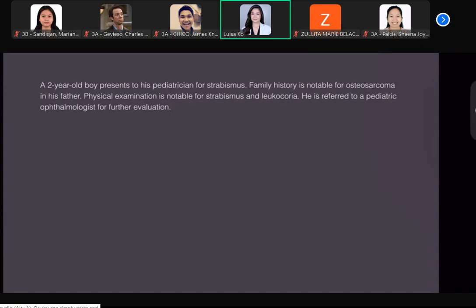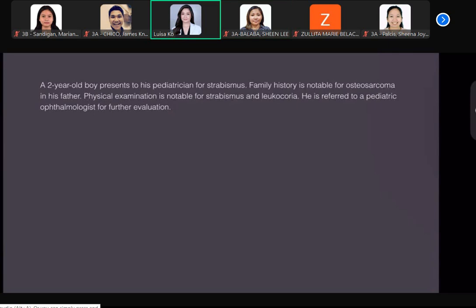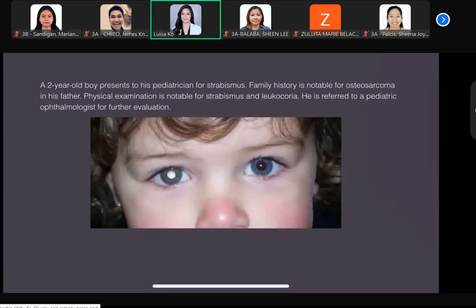What's leukocoria, Gani? Have you heard of this before? Leukocoria. White spots sa eye, Doc. White reflex in the eye, no, or cat's eye reflex. He is referred to the pediatric ophthalmologist for further evaluation. So this is what the leukocoria looks like.